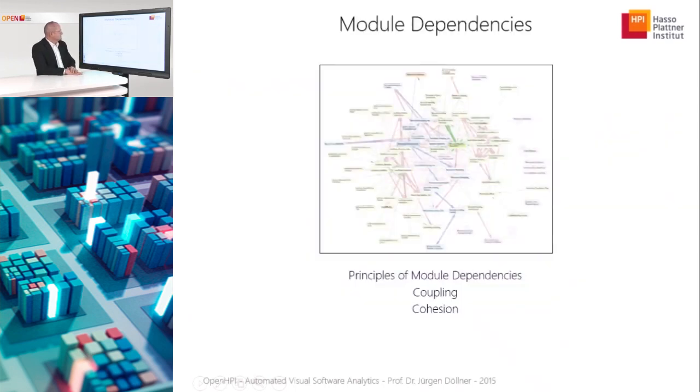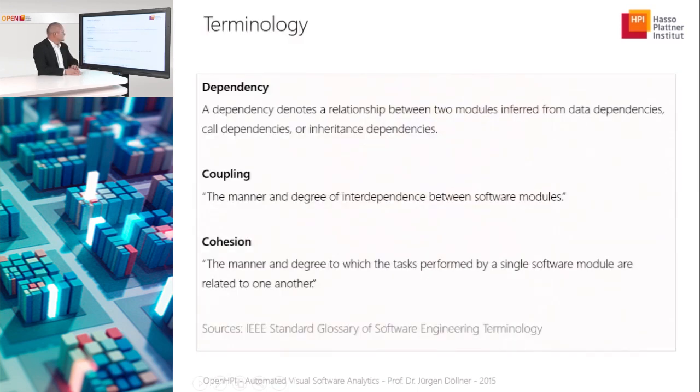So this concludes this part about module dependencies. We have introduced some terminology. Dependency, for example, denotes a relationship between two modules inferred from data dependencies, call dependencies, or inheritance dependencies. Coupling refers to the manner and degree of interdependence between software modules, whereas cohesion refers to the manner and degree to which the tasks performed by a single software module are related to one another.